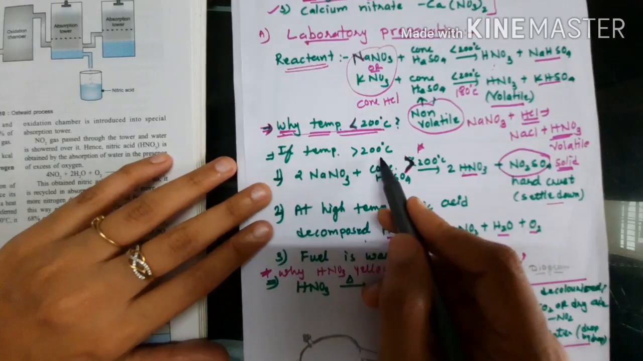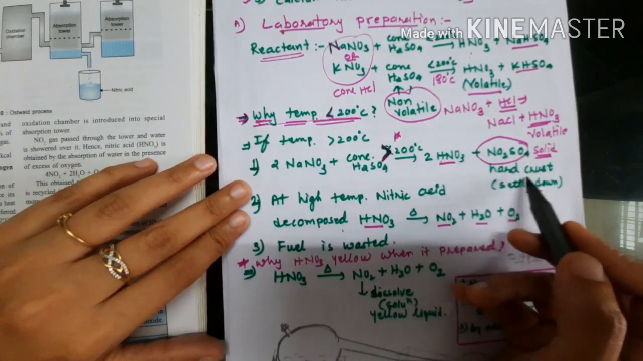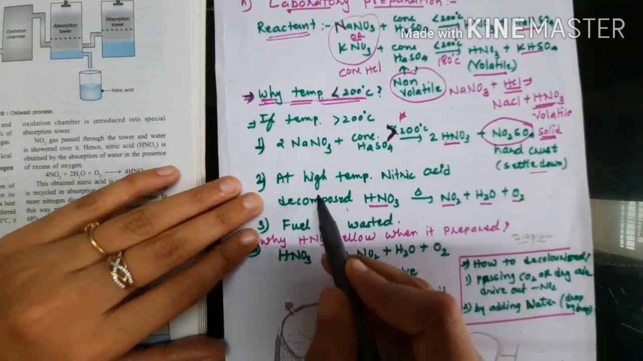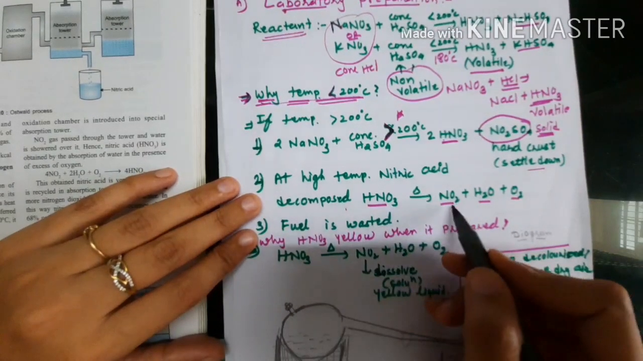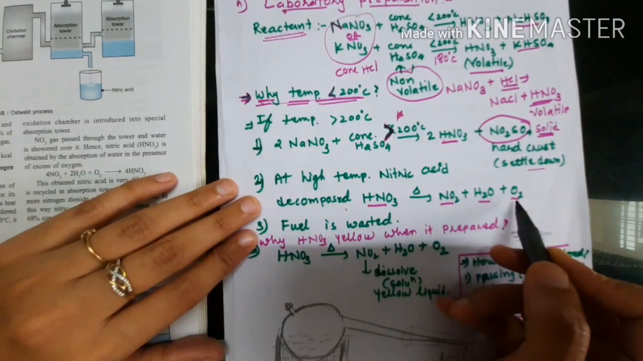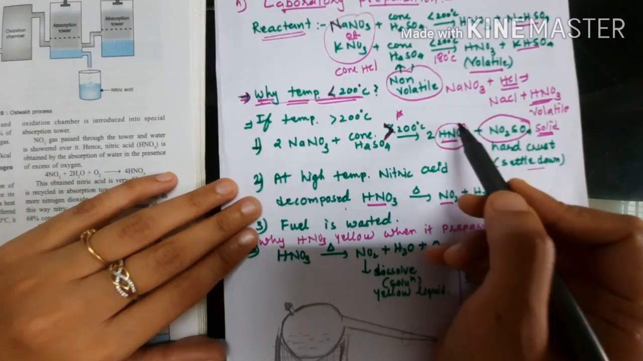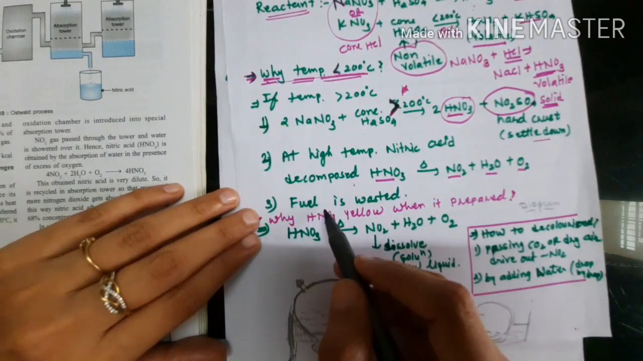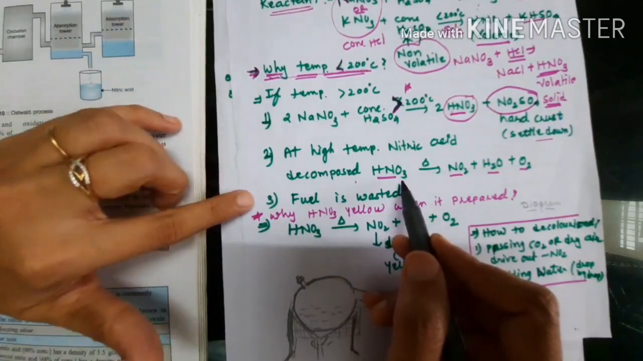If we take a temperature greater than 200 degrees centigrade, then sodium sulfate will be formed, which is a very hard crust and settles down. And when the nitric acid is formed, it decomposes into nitrogen dioxide, water and oxygen. And also, if we are already getting our main product, then why should we waste our fuel? So the third reason is that fuel is wasted. So there are three reasons.